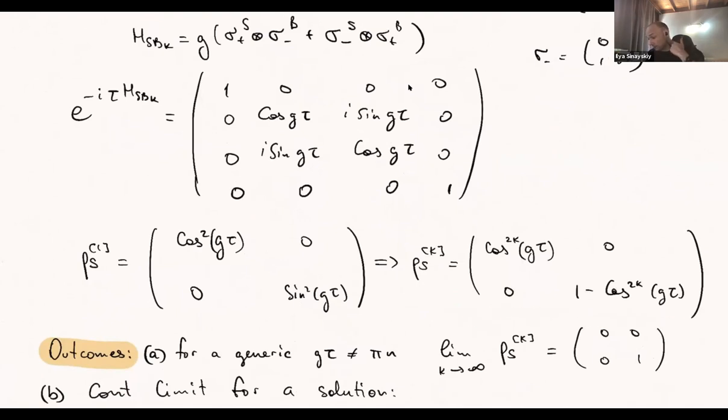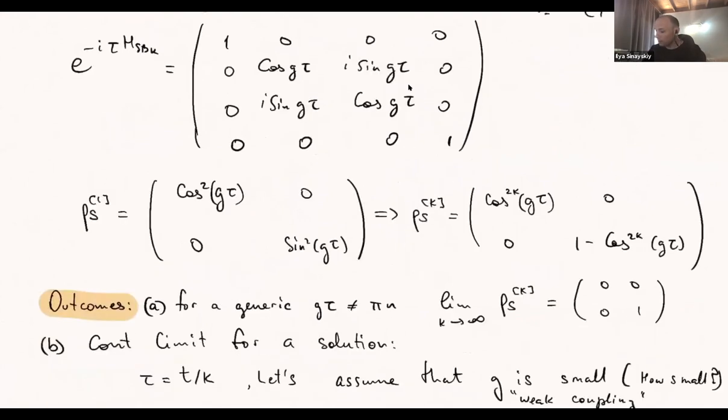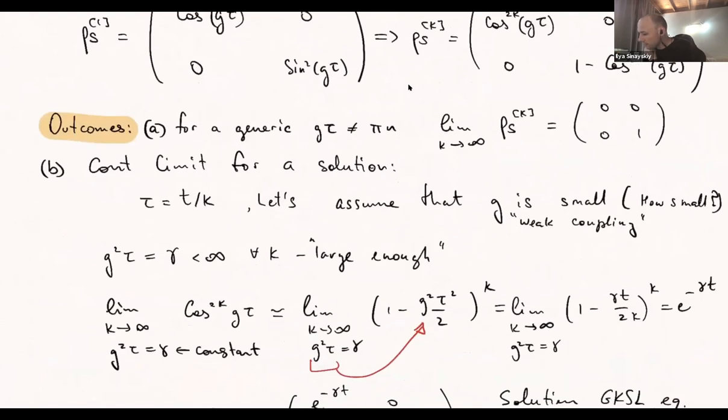Okay, so what have we learned from this very, very simple example? We have learned a couple of things. First, for some generic time, which is not equal to pi n, which is a very specific time, yes, this will be just a number which is smaller than one. It will be some positive number between zero and one, which to the power k will give us zero. So cosines will go to zero and we'll get a ground state, which is state down, which is as expected. So what we're describing here is thermalization, yes?